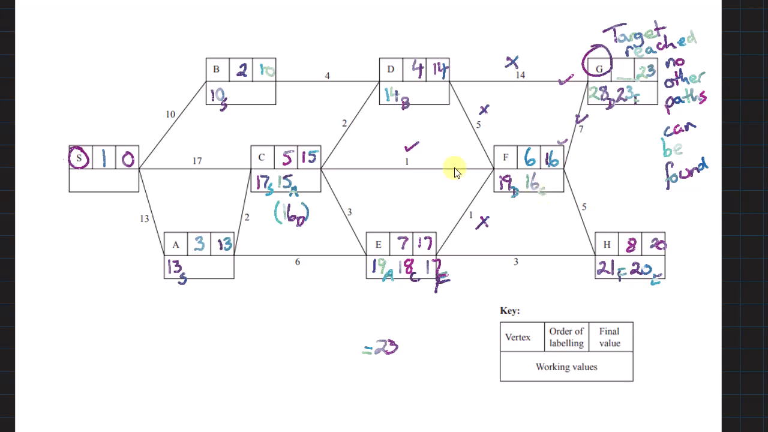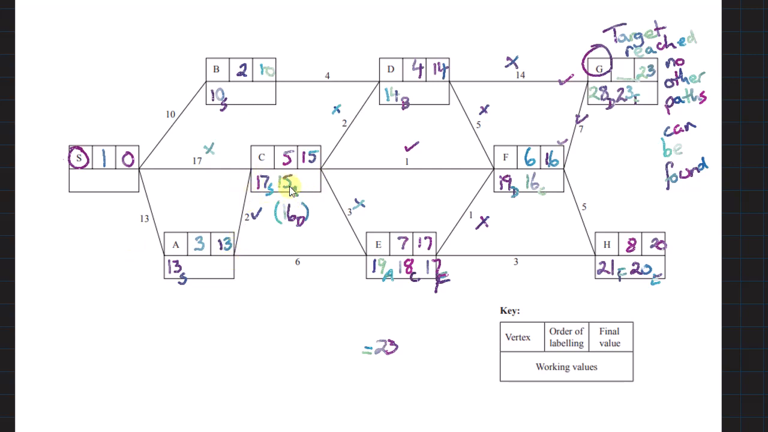Keep running round. 15 minus 2, no, that's not on the critical path. 15 minus 3 gives me 17, no, it's not on the critical path. Then 15 minus 2 gives me 13, could be on a critical path. 15 minus 17 is less than 0, so not on my critical path.